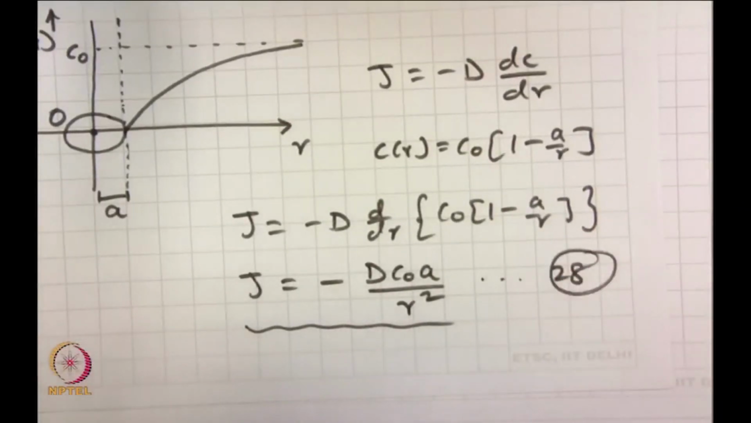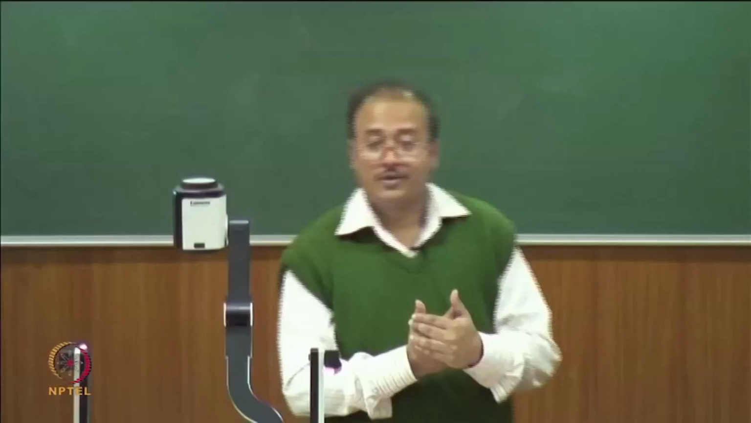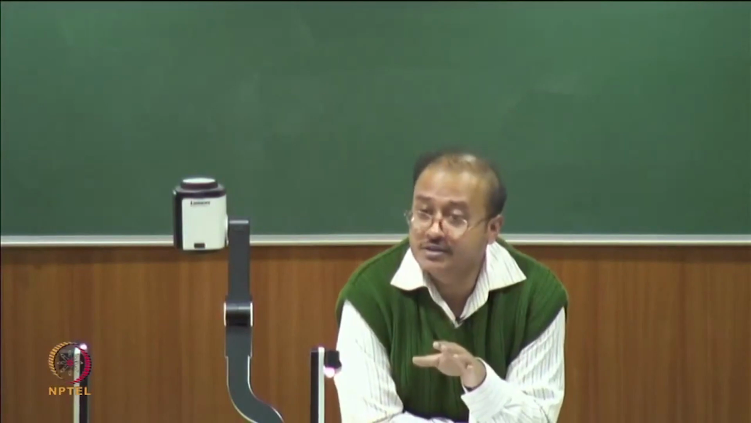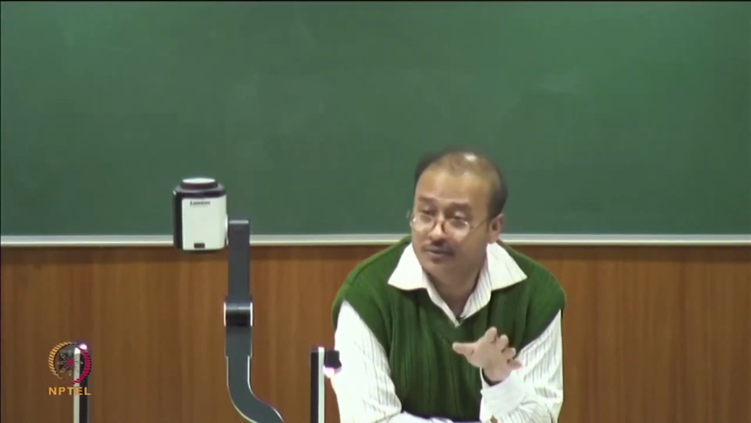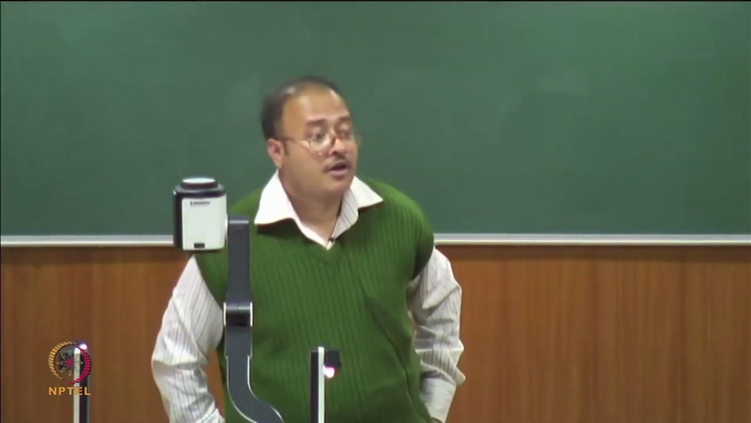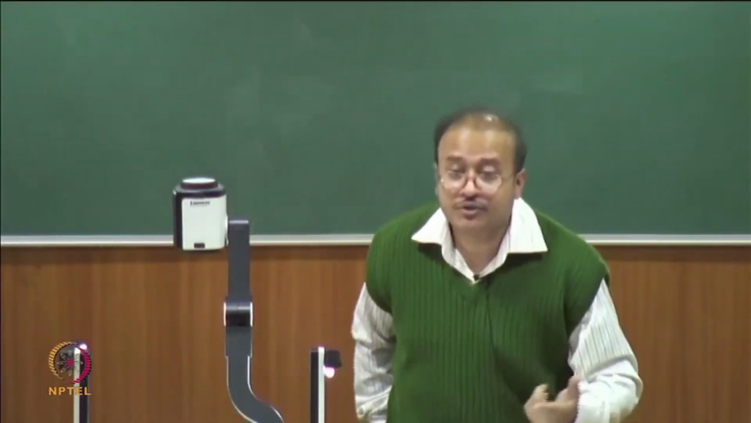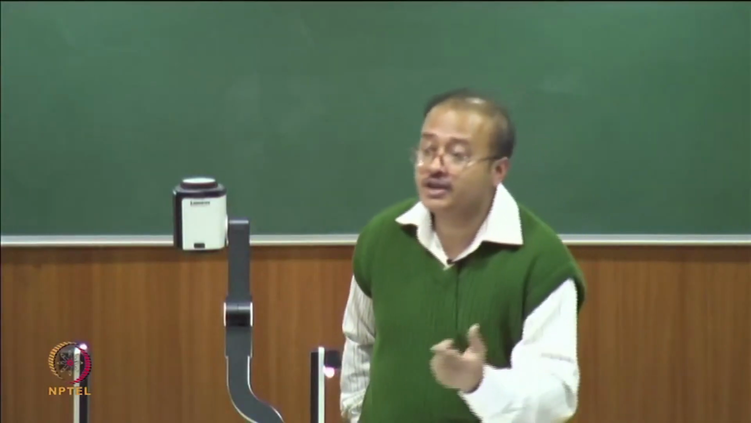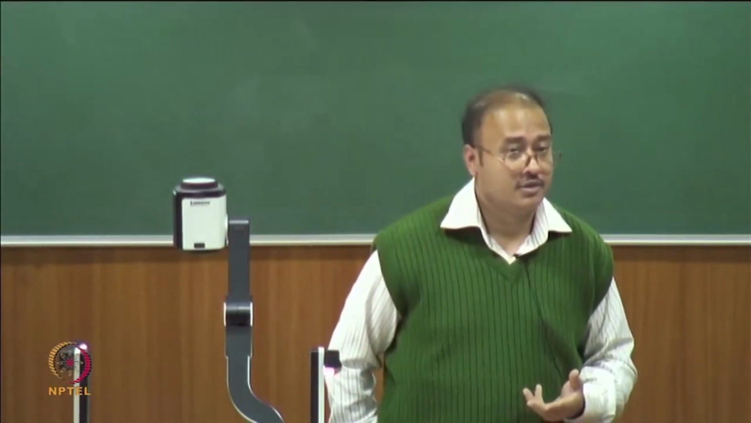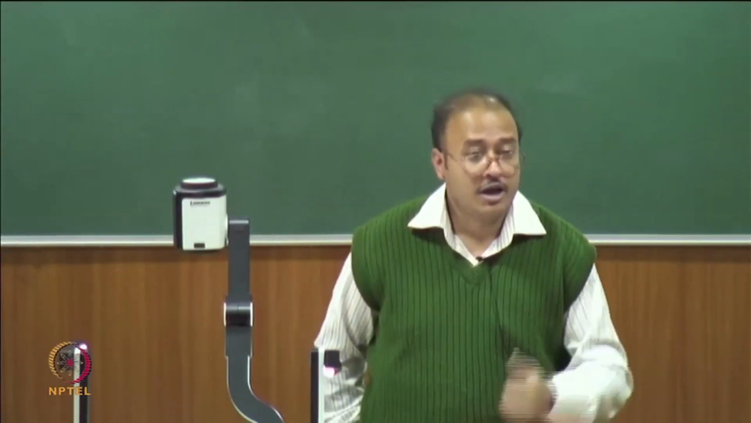See, what have we just done? You figured out the variation of concentration as a function of distance based on this simple model. Once I have the concentration gradient dC/dr, I can always relate it to my flux of the particles. That is what we just did. See, everything is very logical.